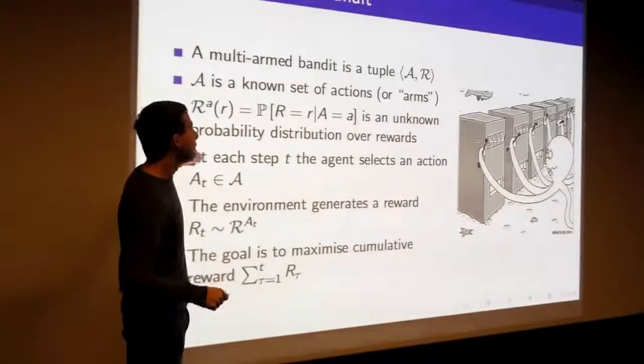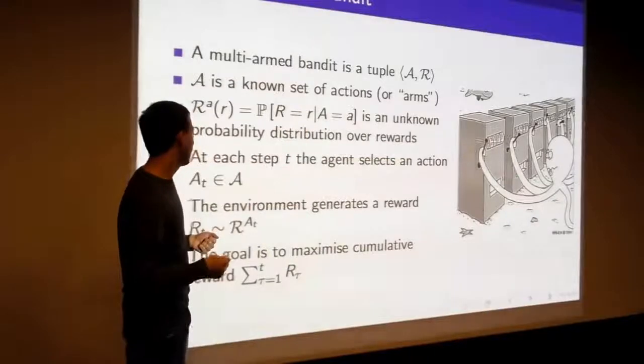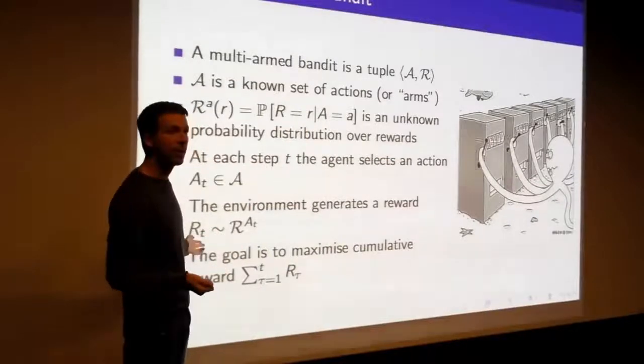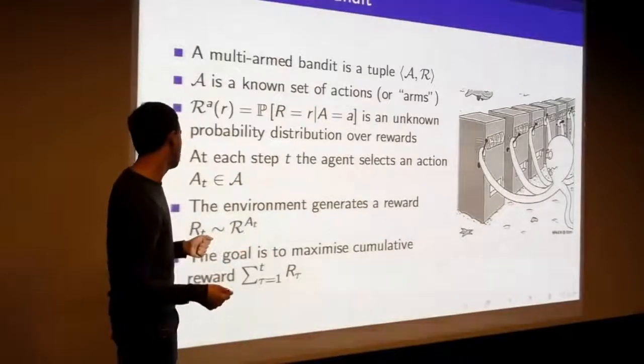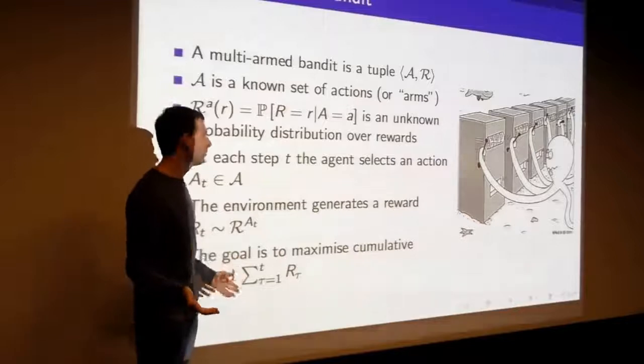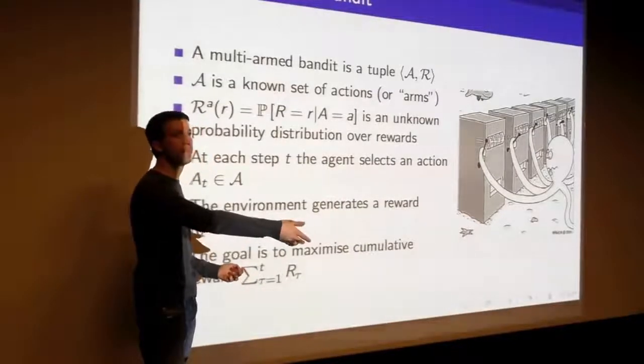And at every step, we just get to select one action. We get to pull one arm. And the environment generates a reward from the distribution, so we just sample from that distribution according to the arm that we pick. And the goal is to maximize the cumulative reward. So over time, we just want to keep accumulating more and more reward.